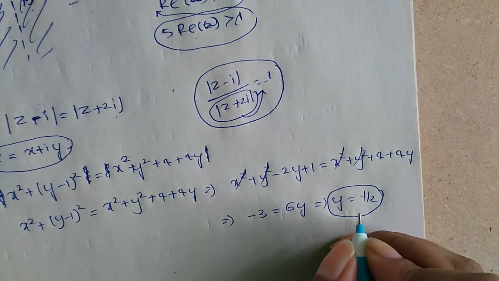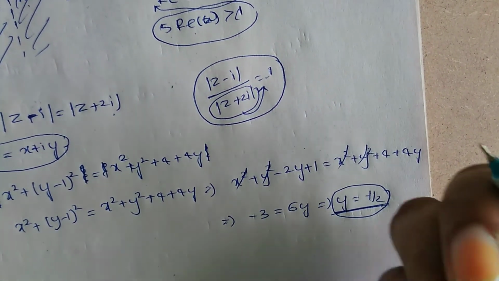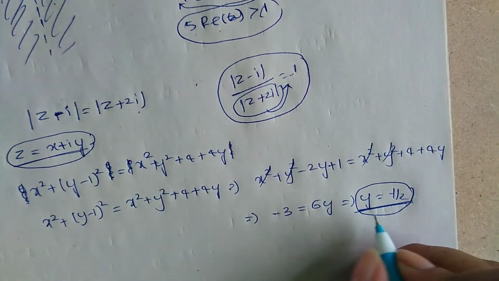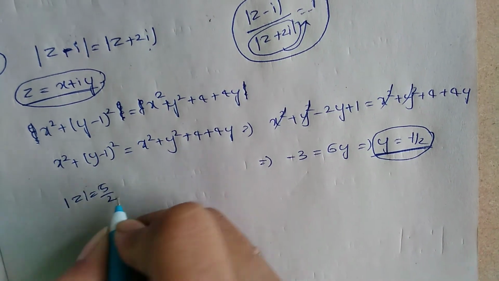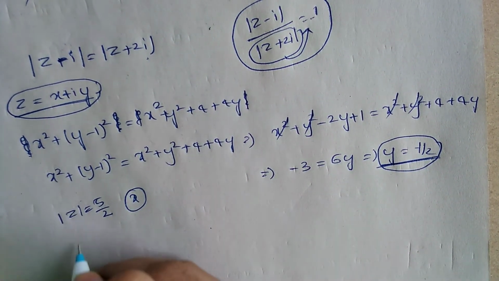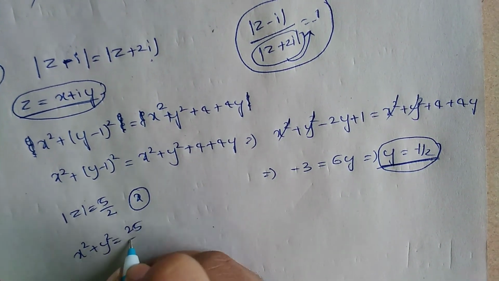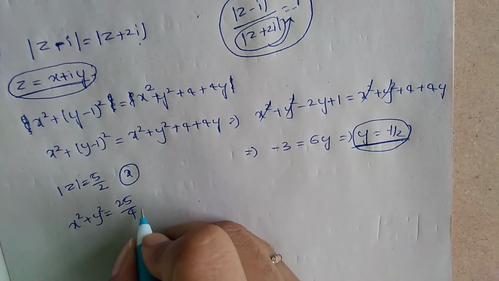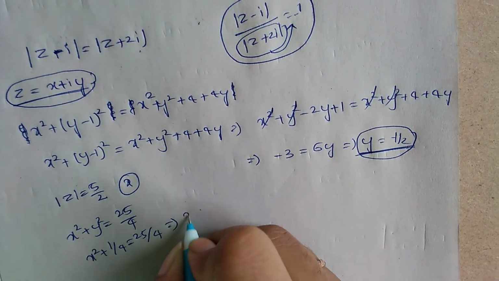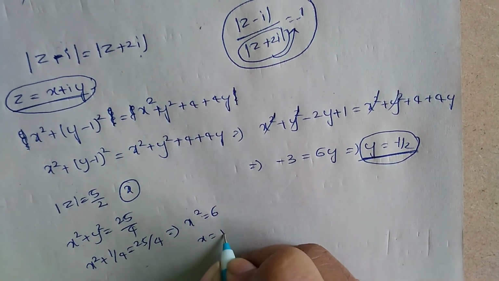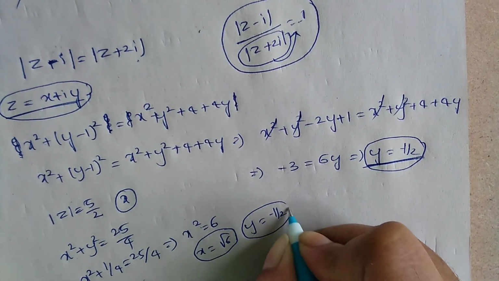Yes, as we discussed, we got the value of one variable of this z. So if we substitute this y in mod z is equal to 5 by 2, we will get the value of x. Yes or no? How? Mod z can be written as x square plus y square is equal to 25 by 4. y square can be written as 1 by 4. So x square plus 1 by 4 is equal to 25 by 4, which implies x square is equal to 6. x is equal to root 6. x is equal to root 6 and y is equal to minus 1 by 2.